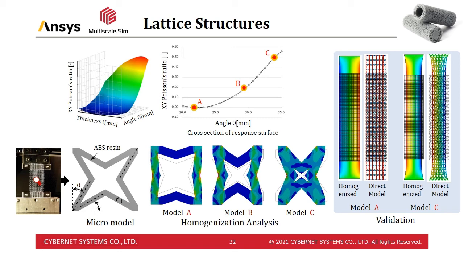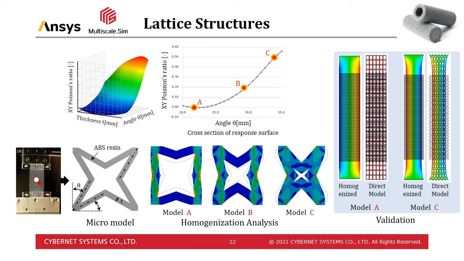Such properties cannot be created unless the material has an inhomogeneous microstructure. Therefore, we investigated the relationship between the shape of the lattice structure and the macroscopic Poisson's ratio using Design Explorer and Multiscale.sim. We set two design variables in the model of lattice structure for homogenization analysis, the angle and the thickness of the columns that make up the lattice.